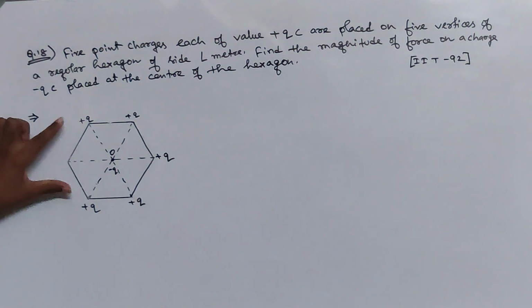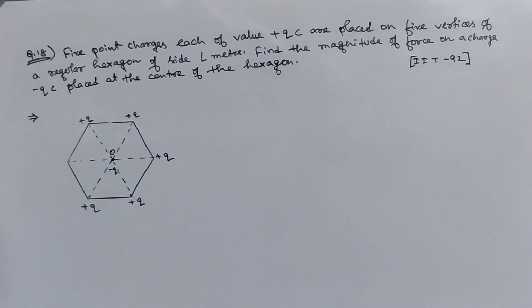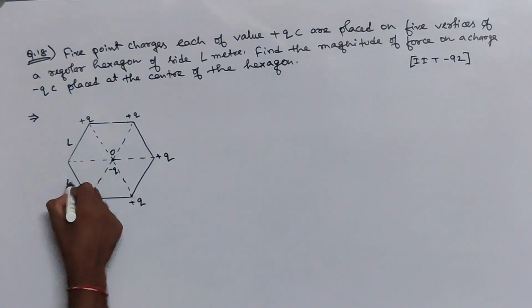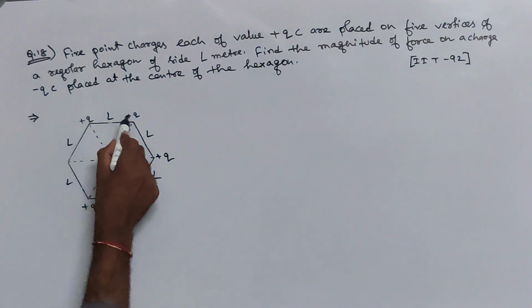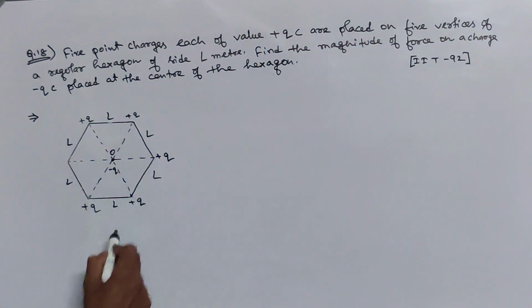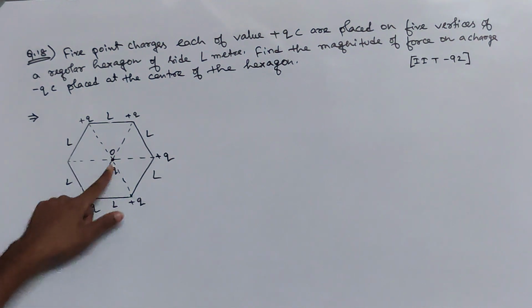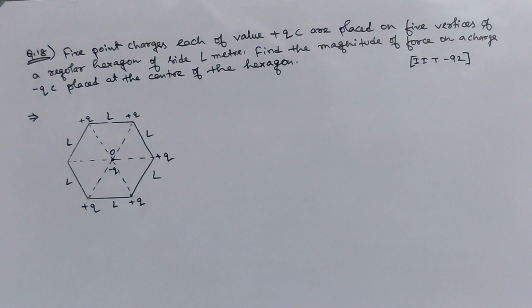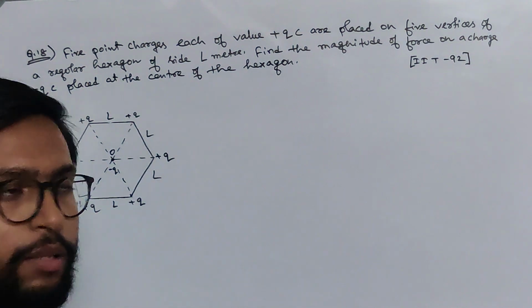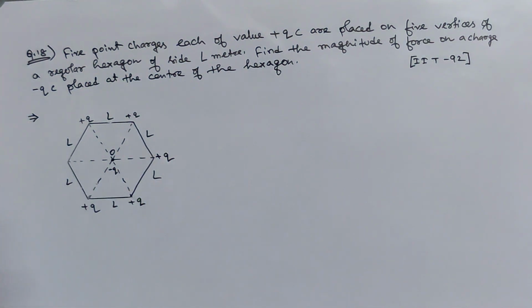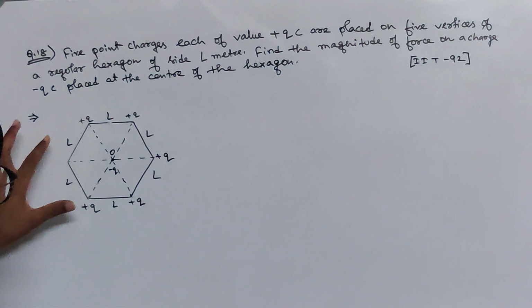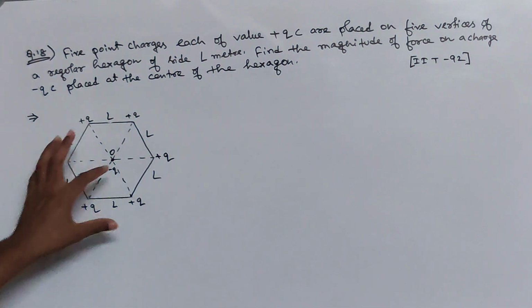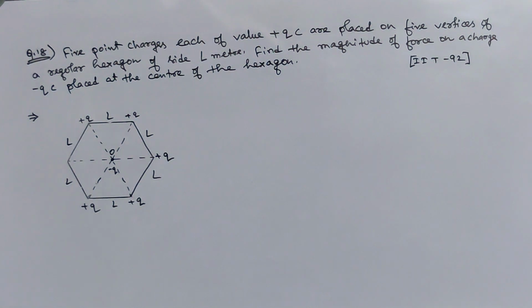See, this is a regular hexagon of side length L, and 5 plus q charges are put on the 5 vertices of this regular hexagon, and a minus q charge is placed exactly at the center of that hexagon. You have to find what will be the force experienced by this minus q coulomb charge due to the 5 plus q coulomb charges placed at the different vertices of this regular hexagon. This is a very easy question.